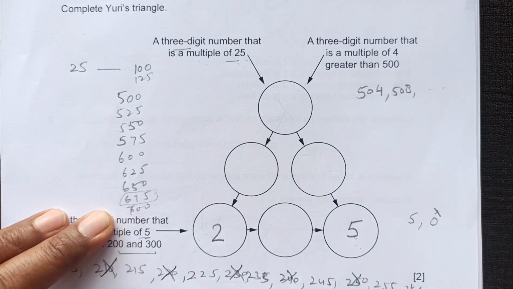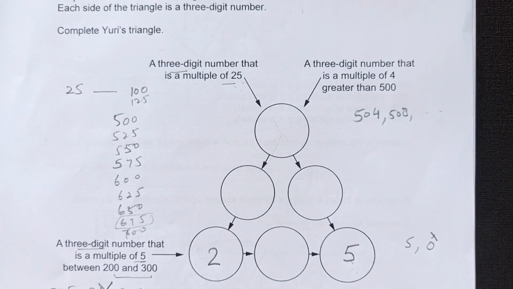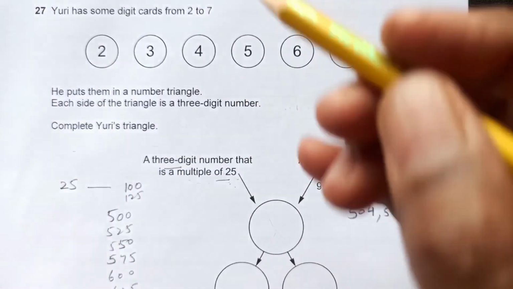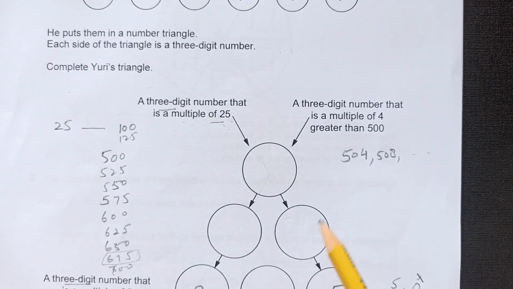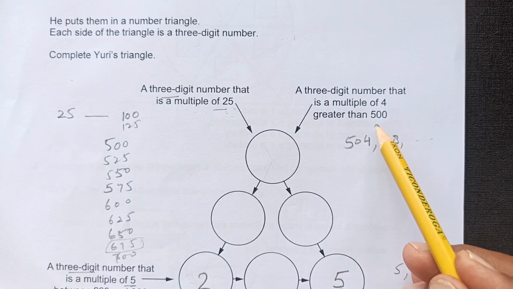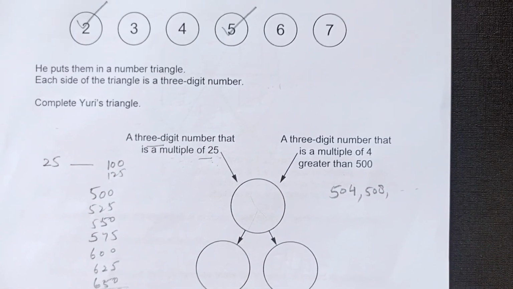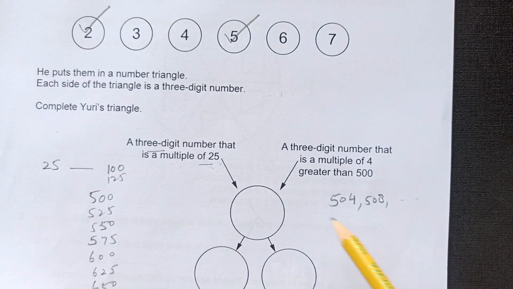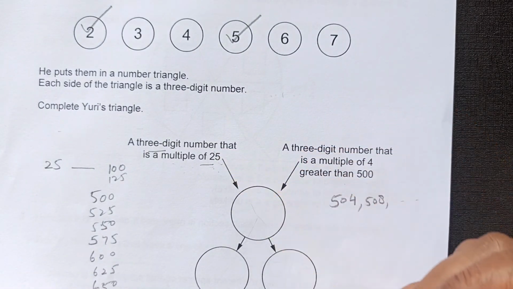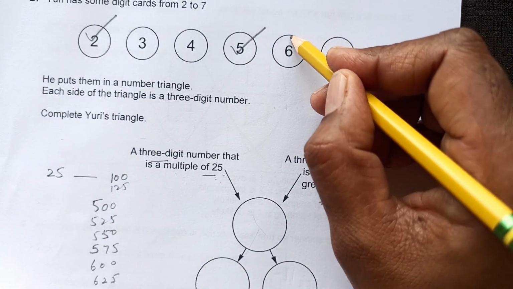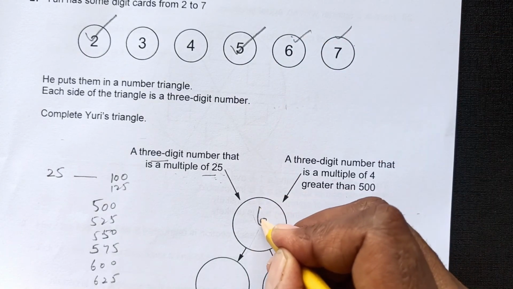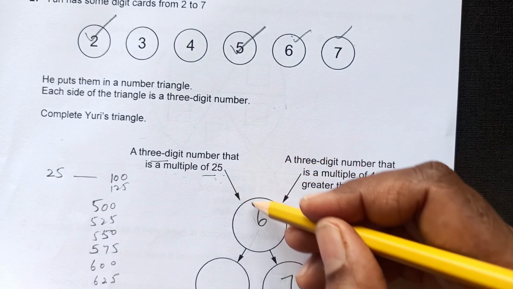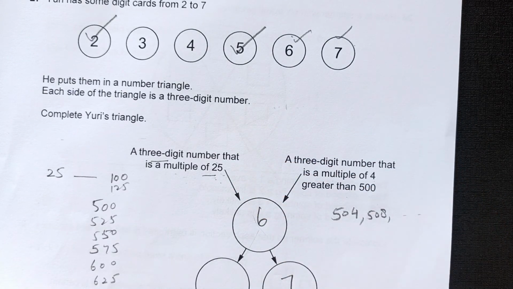So 625. Oh, I forgot, we are taking numbers from this list. So we already used 2 and 5, right? Now we are looking for a number that goes here, greater than 500, and ends with this 2. So I think it's easier this way: multiples of 25, so it should end with 25. If I use 6 and 7 here, 675, this is a multiple of 25. So now what are we left with?